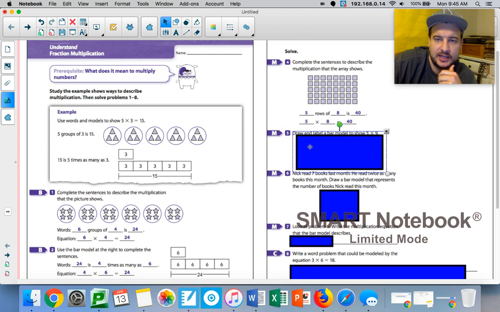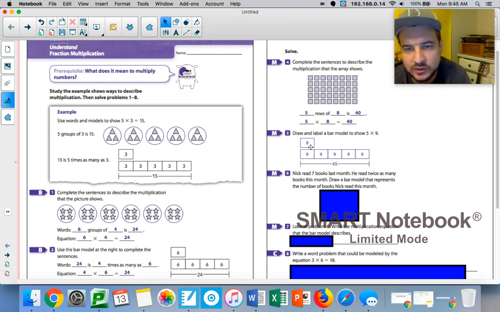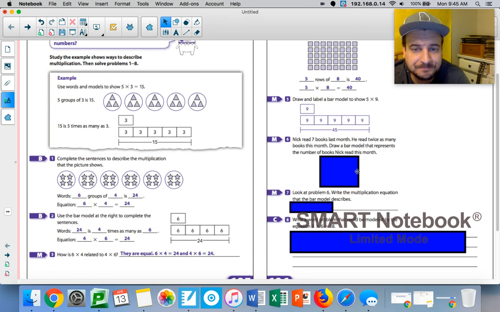Draw a bar model to show 5 times 9. So I have 9 in one box. How many times do I have it? 5 times. You might have flipped them. You might have done 5 with 9 boxes. You've got to really pay attention to what's coming first. So you had 9, 5 times equals 45. But if you did it the other way, it's still right. It's fine because we can multiply in any order.